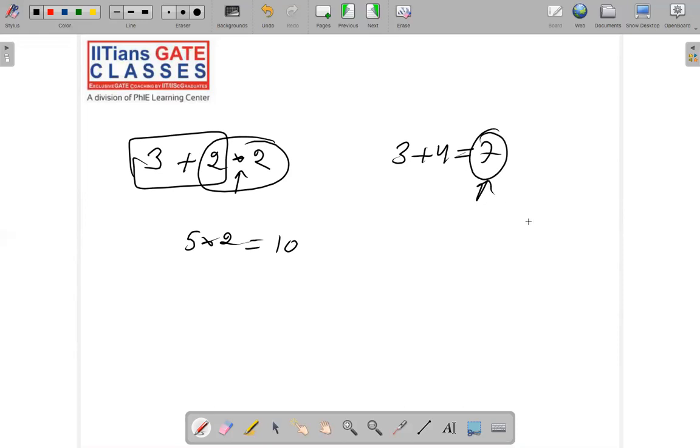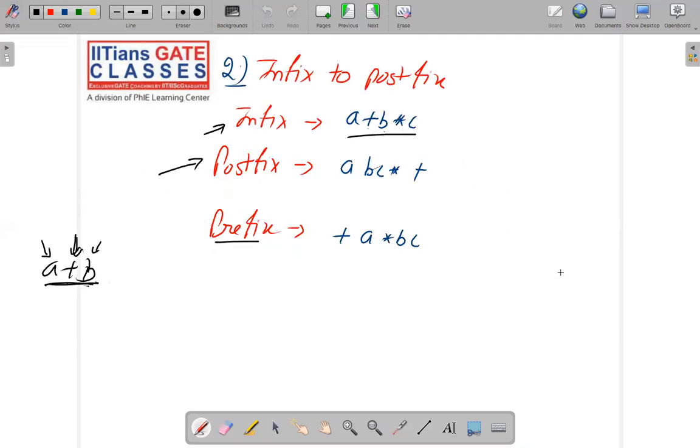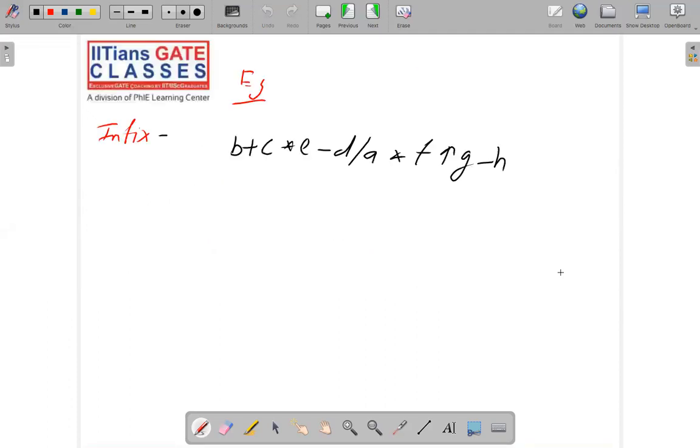7 is the correct answer. You can try your calculator also. Just write 3 plus 2 star 2. So 7 is the right answer. So this is how precedence and priority matter in our evaluation. Now, this is the introduction: what is infix, what is postfix, what is prefix. Now let's move on to our example here.